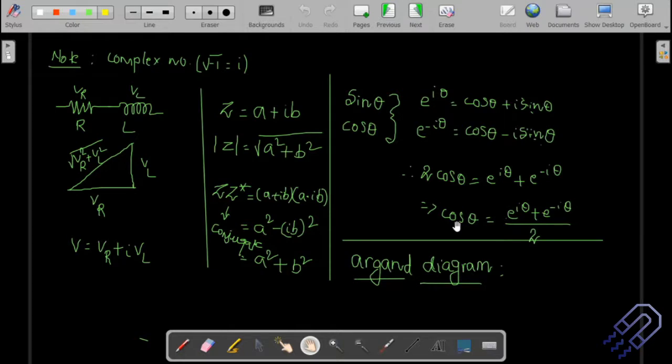Why am I revising this? Because eventually you will need it when we try to analyze waves, and we are going to talk about the Schrodinger equation and so on. So this is just a revision, not a part of the syllabus, but you should know this.